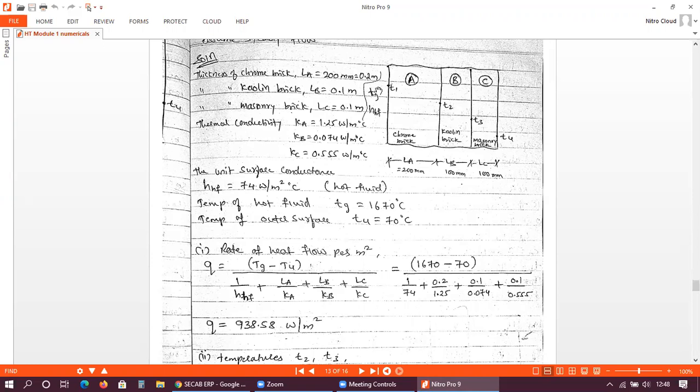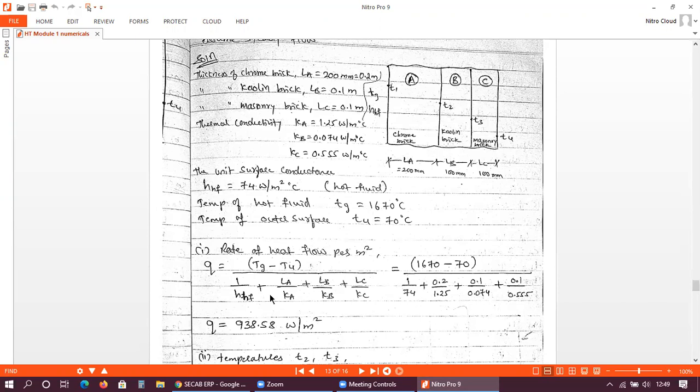The extreme temperature zones are Tg and T4. So I will go with Tg minus T4 divided by, first, 1 by h. That is the resistance offered in the convective zone. Plus La by Ka, the resistance offered by the first block, block A. Then Lb by Kb is the resistance offered by the second block. Then Lc by Kc is the resistance offered by the third block.